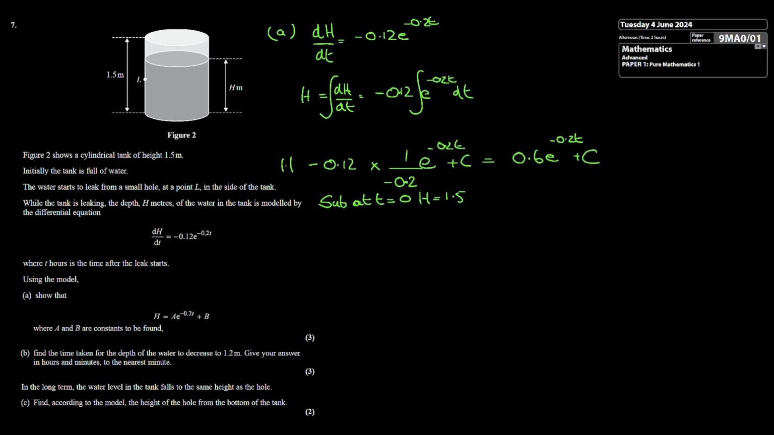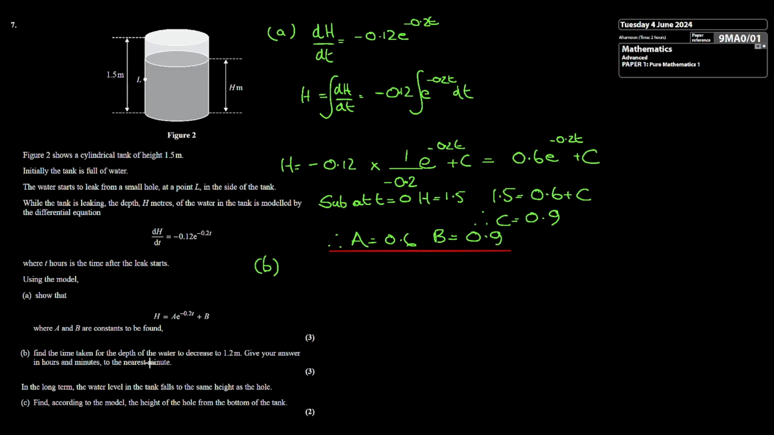So to solve for c, we can substitute t equals 0, h equals 1.5. Remember, this is the equation for h. So I get 1.5 is equal to, anything raised to the power 0 will be 1, so this is 0.6 plus c. And therefore c is equal to 0.9. So going back to their equation, a is equal to 0.6 and b is equal to 0.9. And that's the answer to part A.